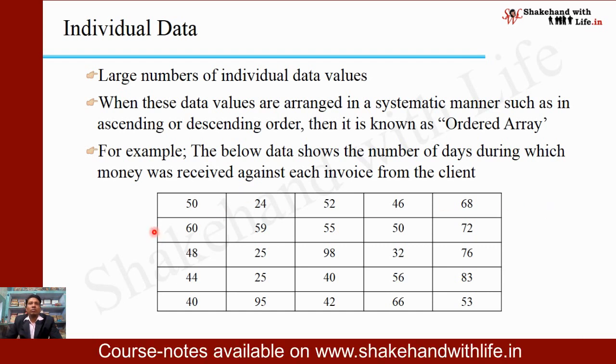So the first invoice cleared in 50 days, the second invoice was cleared in 60 days, the third invoice was cleared in 48 days, and so on. So this way the data is the number of days for which the invoice was cleared.